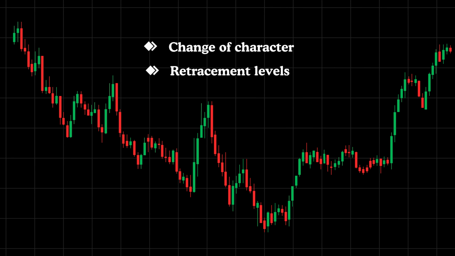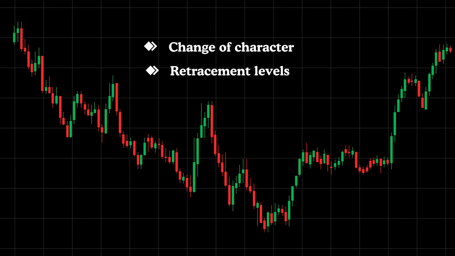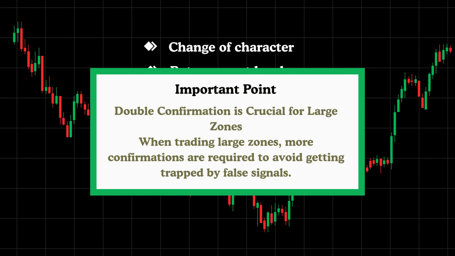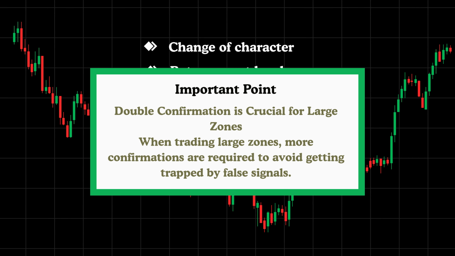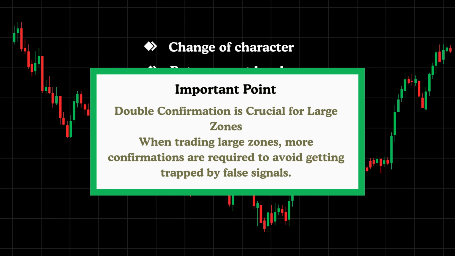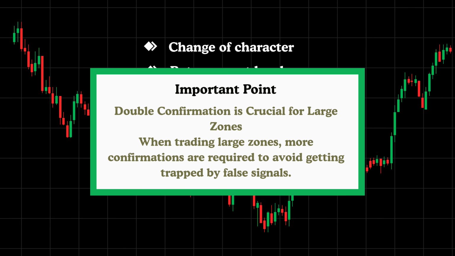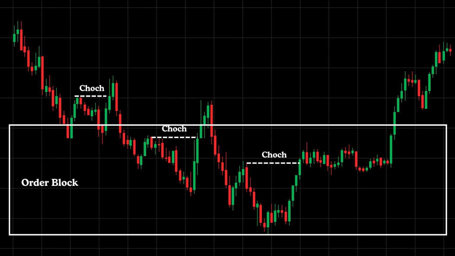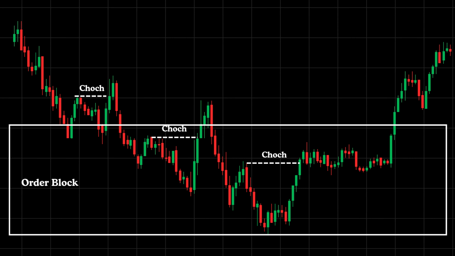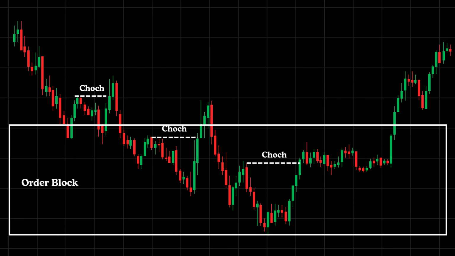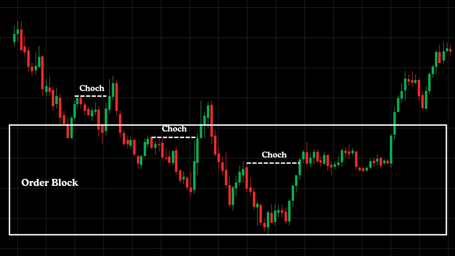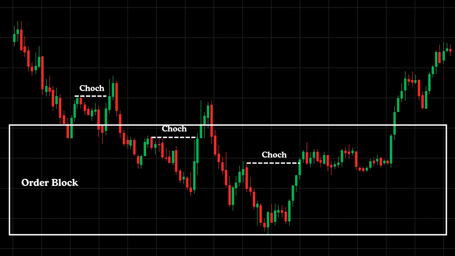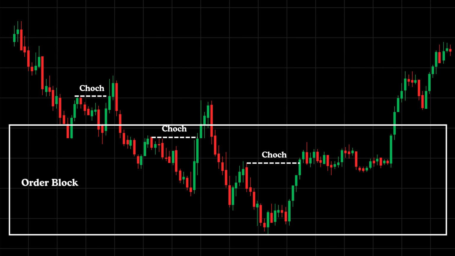Break of structure, BOS. Key concept: double confirmation is crucial for large zones. When trading large zones, more confirmations are required to avoid getting trapped by false signals. Let's break down double confirmation using the change of character concept. What is a change of character? CHOCH. In a downtrend, price consistently forms lower lows and lower highs. A change of character occurs when the price breaks above a previous lower high. This signals a potential reversal.